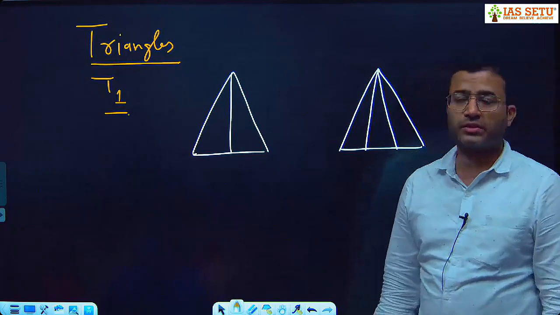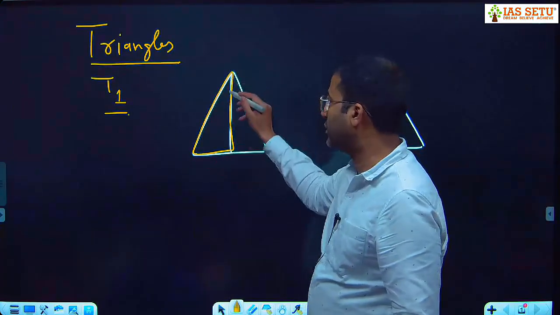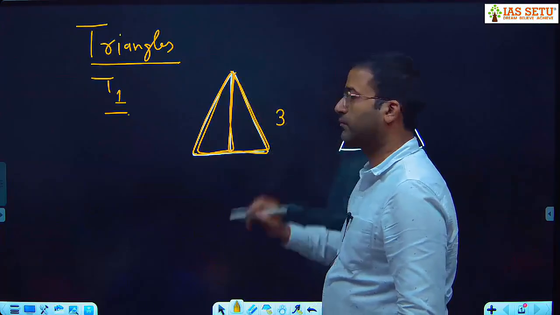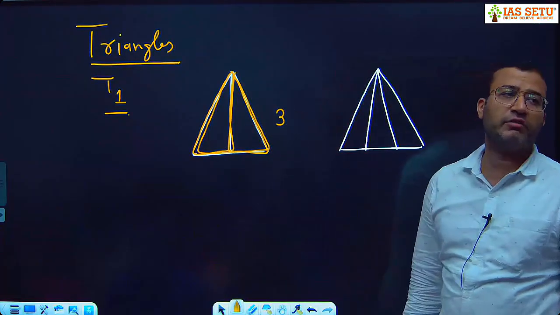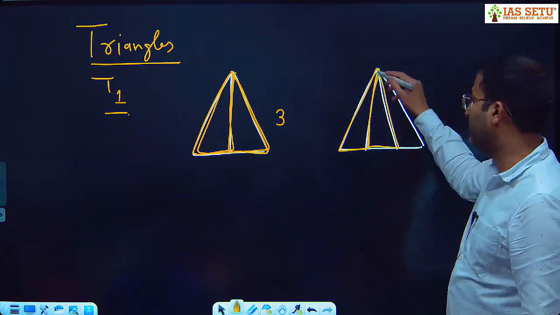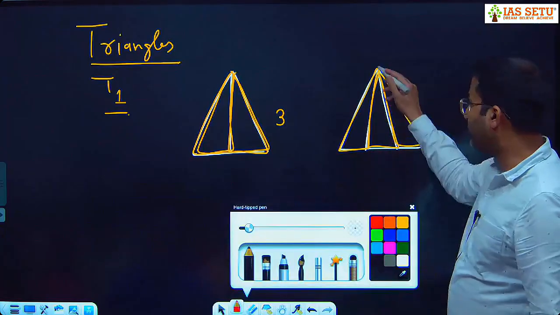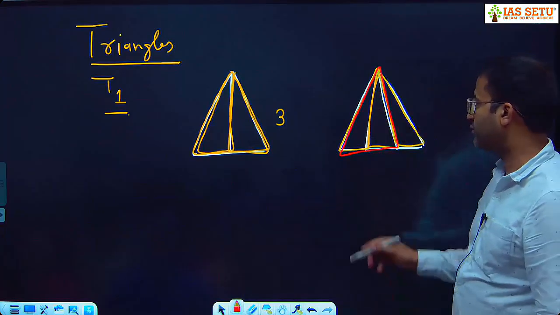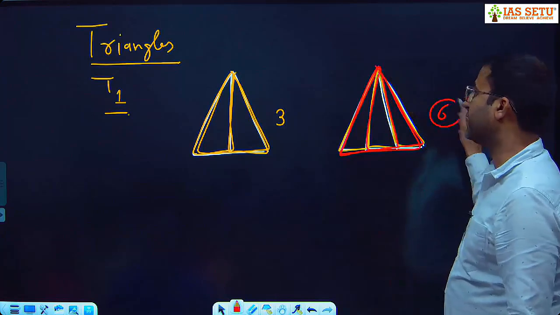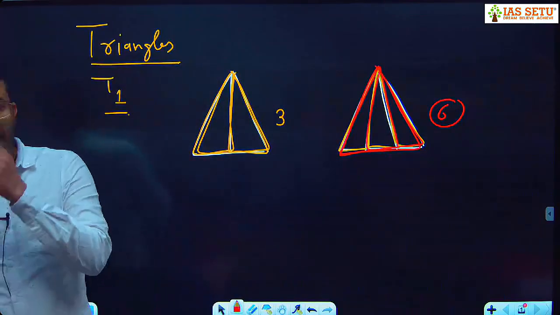One thing is you can do manual counting. If you do manual counting, this is triangle number 1, triangle number 2, and this larger one, triangle number 3. So in this given figure, we have 3 triangles. In this case, this is triangle number 1, 2, 3, three small triangles. Then if you join these 2, this is 4, 5, and the largest one 6. We have 6 triangles. But if it is a big figure, manual counting will be time consuming.